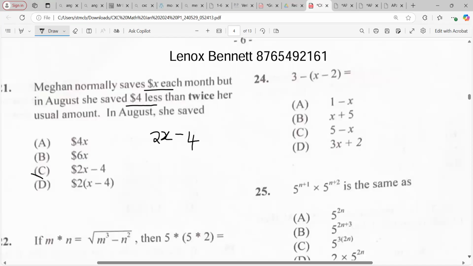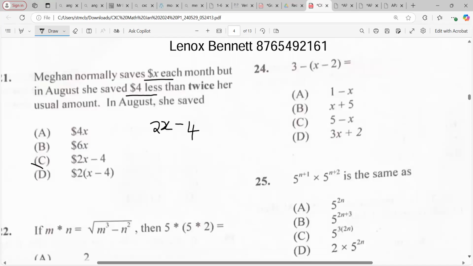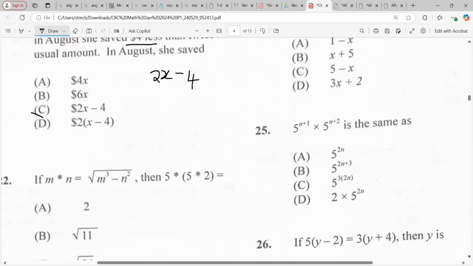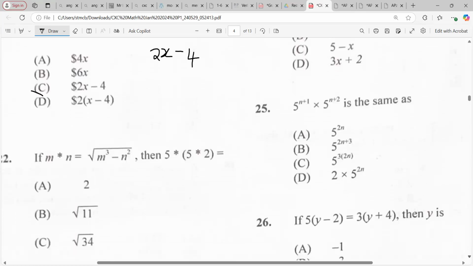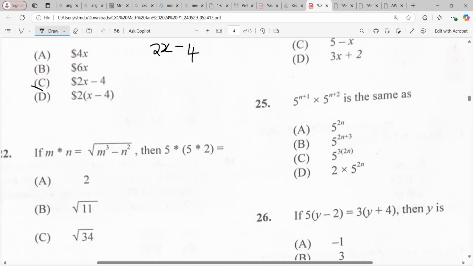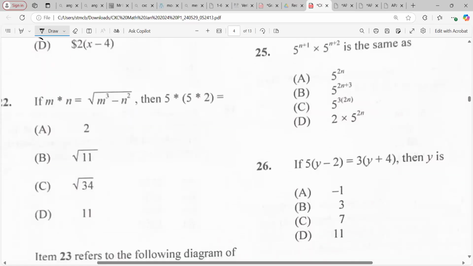Let's move on to the next one. Remember, guys, you're encouraged to try the questions before the solution. All right, this one says if m asterisk n is equal to the square root of m cubed minus n squared, then 5 asterisk 2 is equal to? You know you have to work out the bracket first, right? Work it out and tell me what you got. Put it in the comment section.